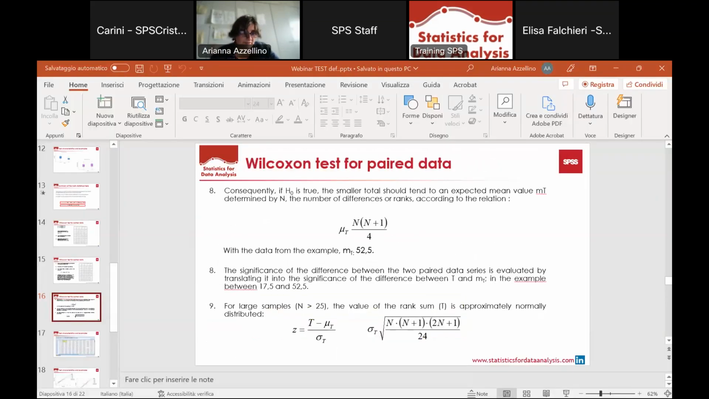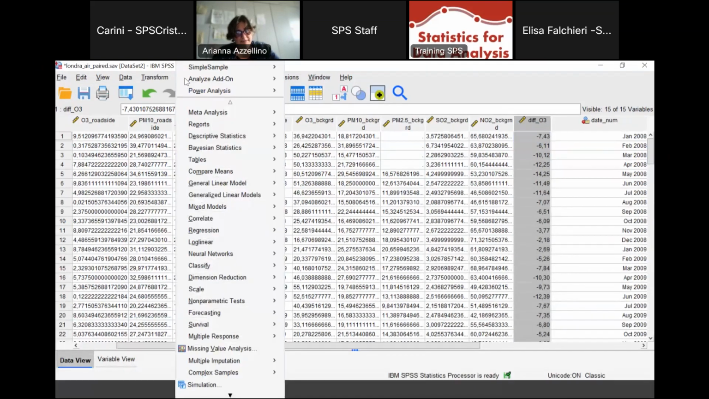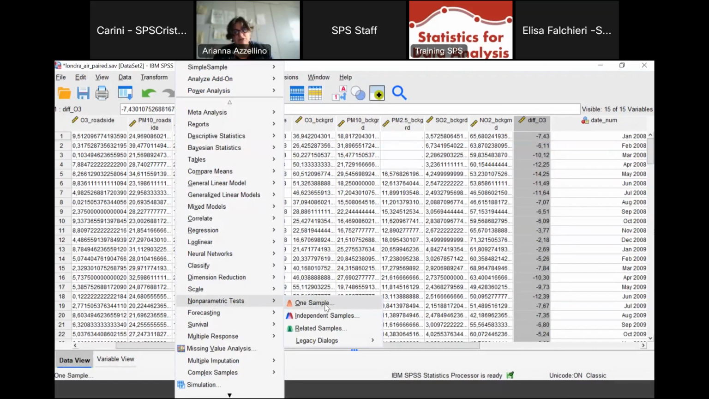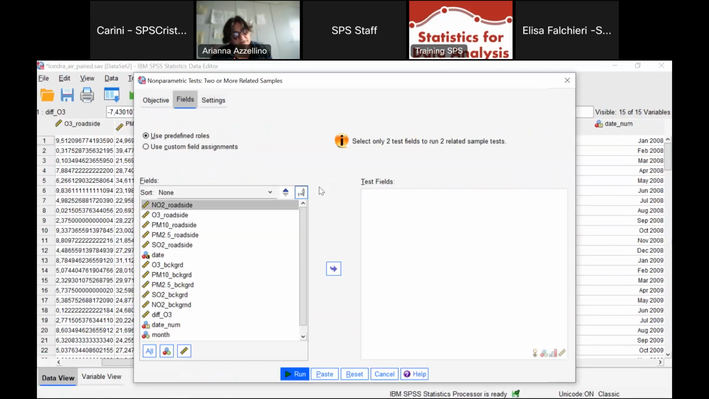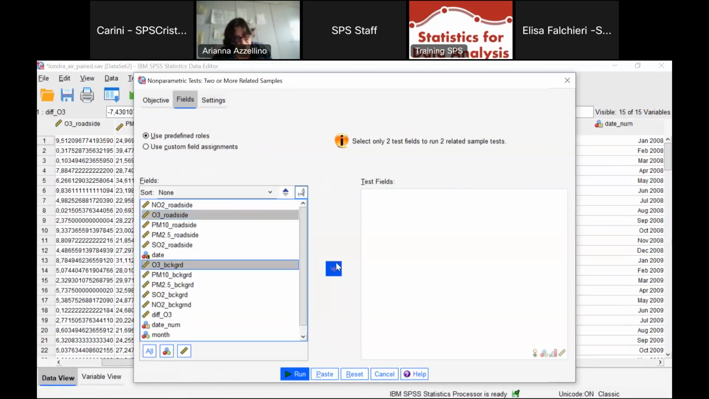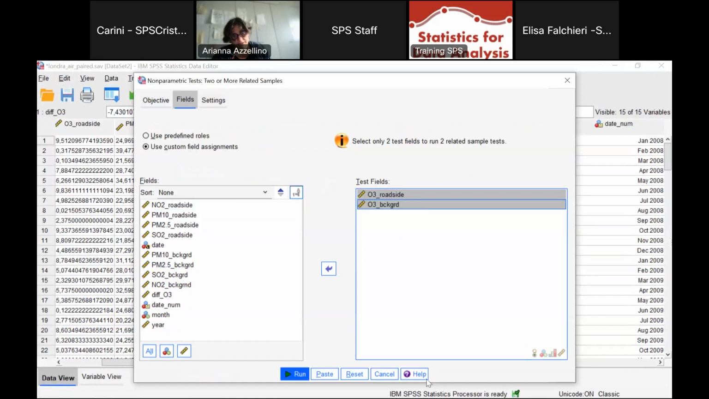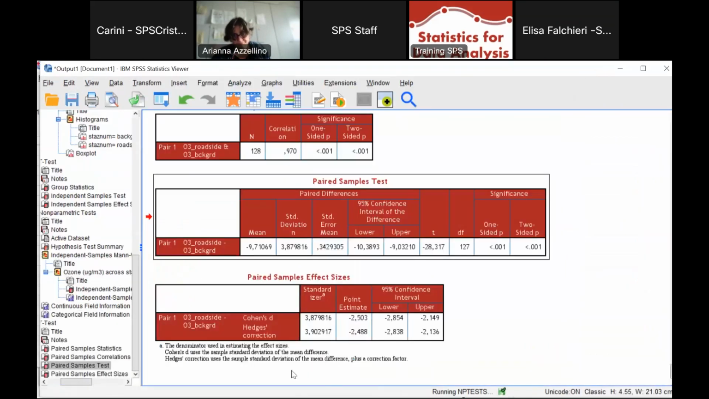We can do that exactly as we did before, using the non-parametric menu. I need to select this time the related samples type of test. And exactly as before, I need to select the two different ozone measurements, roadside and background, and run the test.